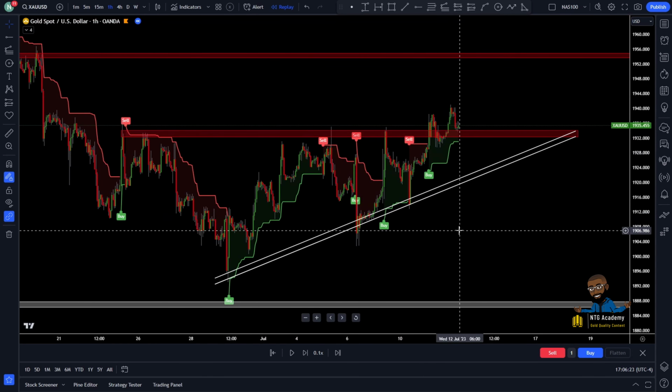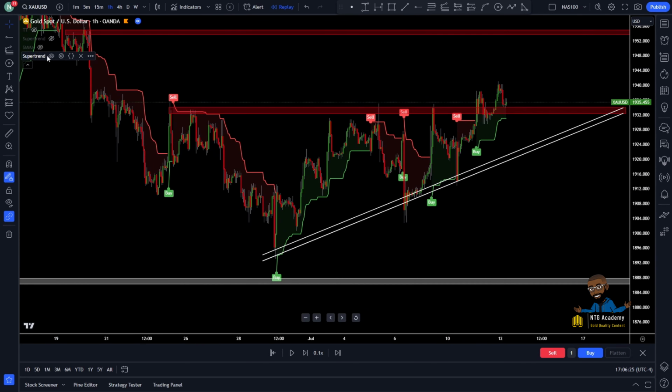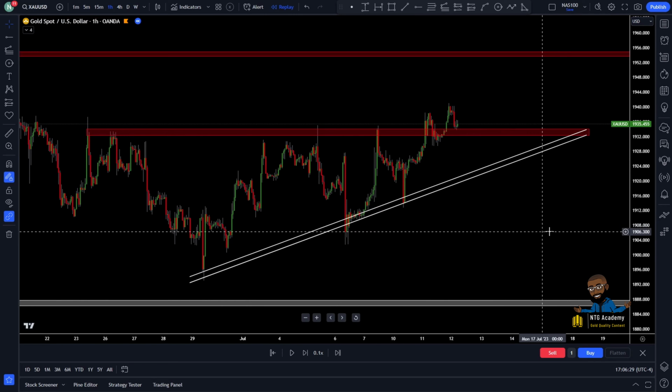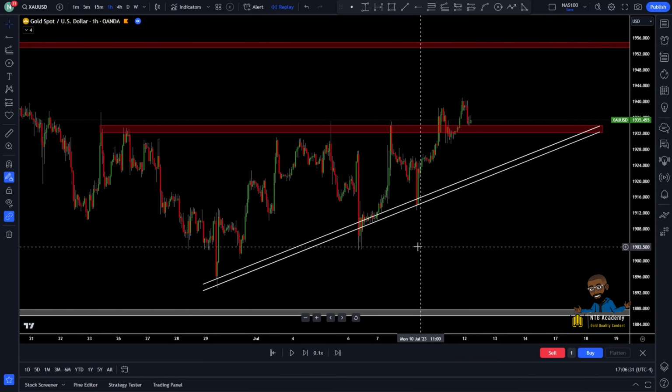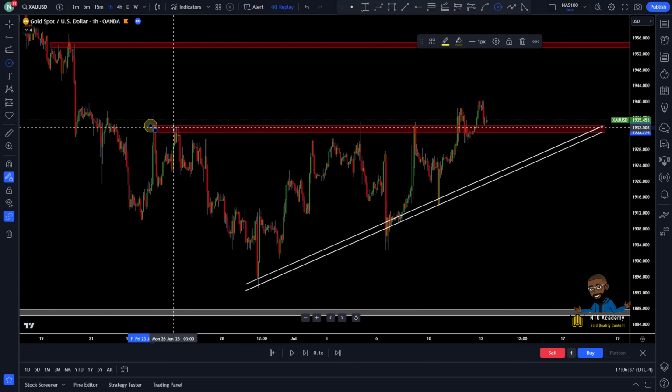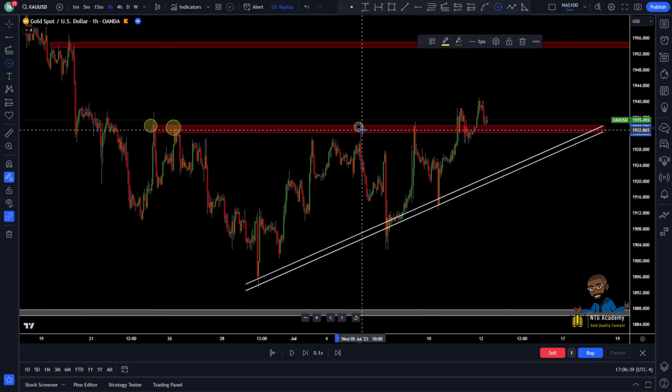Okay, I'm just going to be showing you guys some market structure. Let's go ahead and get rid of the super trend so our charts look a little bit cleaner. Now, the first thing I was doing when I was approaching with Nas was I wanted to wait to break this resistance. Now, why did I want to wait for it to break this resistance?